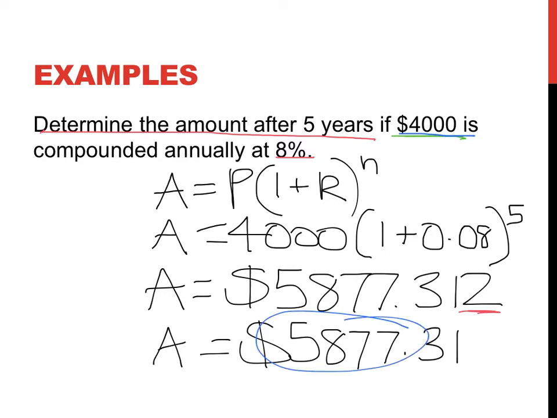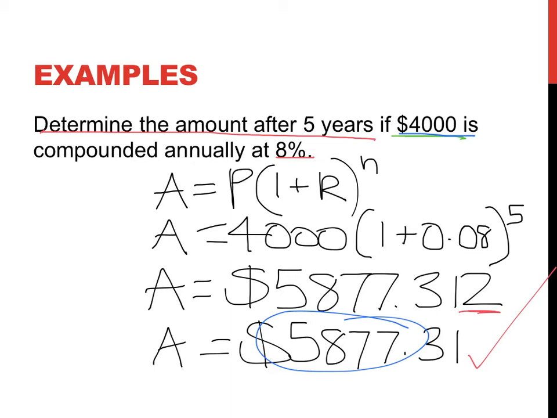$5,877. Does that seem like a reasonable amount? Yeah. To be honest, that's a little bit more than $4,000 after a few years. That doesn't seem too bad. That seems right. So in my account, if I invested $4,000 and it was compounded annually at 8%, I would get about $5,800 at the end of a few years. If you get an answer of $2,000, you know you're going to be wrong.